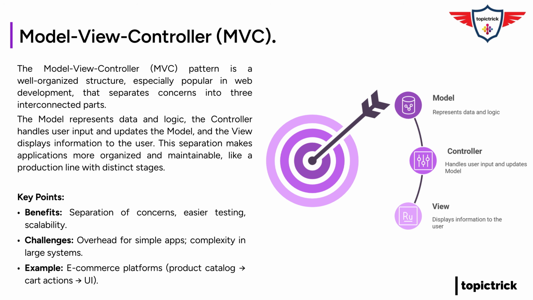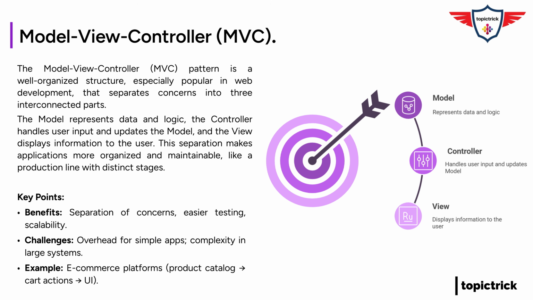MVC. It's like a really well-organized production line. Yeah. You have your raw materials. That's the model representing the data and logic of the application. And then you have your assembly process. That's the controller. It handles the user input and updates the model. And the finished product, ready for presentation. That's the view. It displays all the information to the user. Exactly. Let's say you're browsing an online store, right? The product catalog, that's the model.